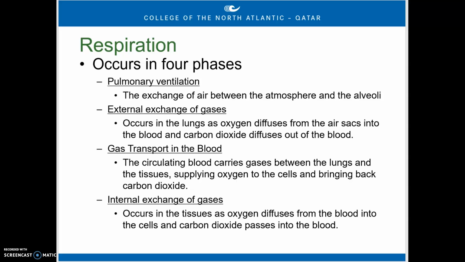The external exchange of gas still occurs in the lungs, and this is where oxygen from the air moves into the air sacs and then eventually moves into the alveoli. And then, of course, carbon dioxide is going to travel in the opposite path, move from the alveoli into the air sacs. Gas is transported through the blood, so blood circulates through the body, through the circulatory system, like we've talked about, and it brings oxygen to the cells of the body, and of course it picks up carbon dioxide and brings it back to the lungs.